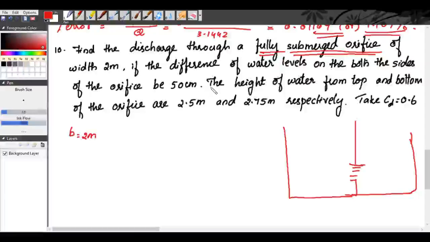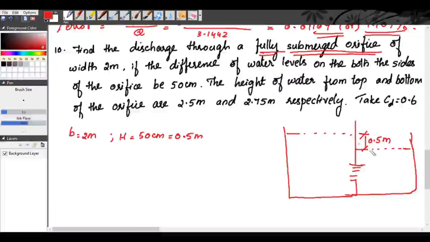So how can we find the difference in water level? It is taken as capital H. So capital H is equal to 50 centimeter, that is 0.5 meter. Here the water level may be like this, and here in the collecting tank, this may be the water surface. So this is H, and this difference is 0.5 meter, the difference in water level on both sides of the orifice. Okay, so H is 0.5 meter.